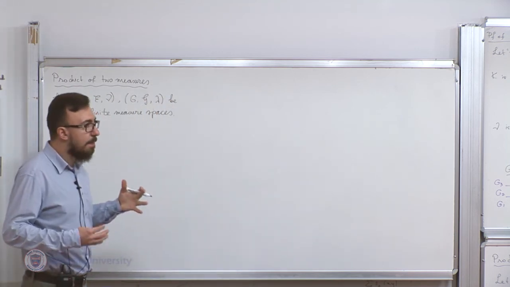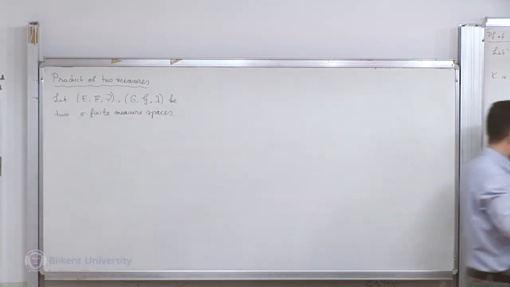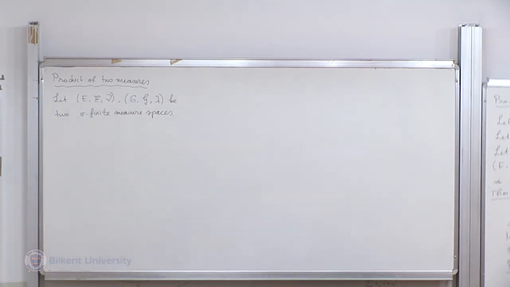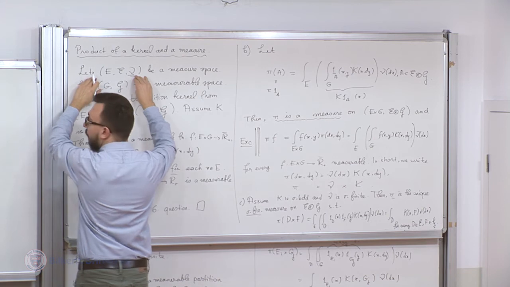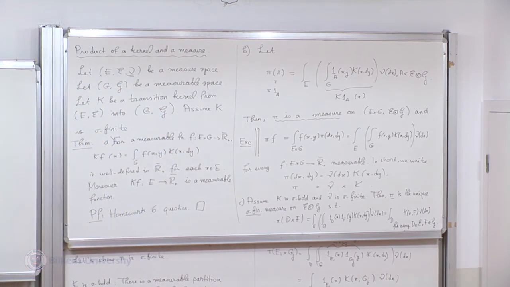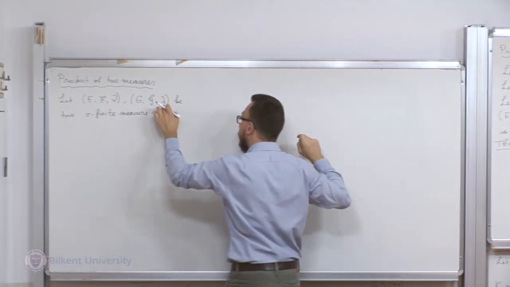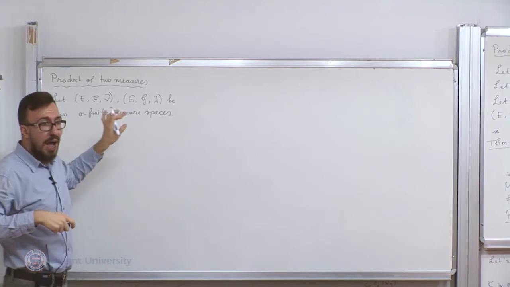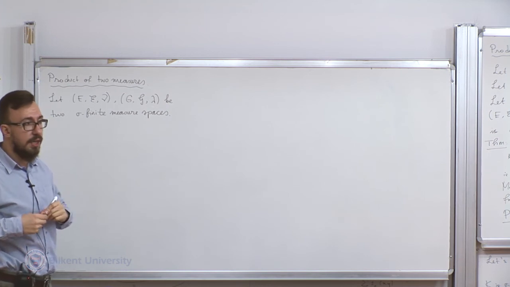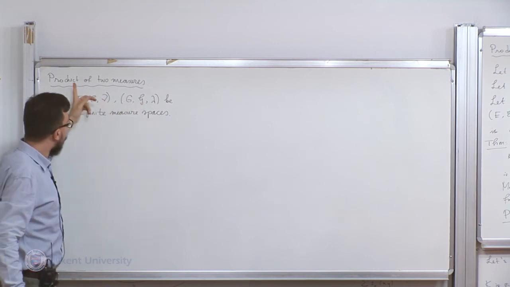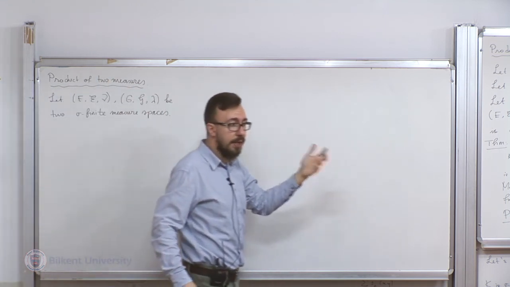Now, how can I embed this setting into the setting of the previous theorem, where I had a measure on the first space that is common, but now I don't have a kernel from the first space to the second, but I only have a measure on the second space. So how can I see this as a kernel from the first space to the second? How can you see a measure on the second space as a kernel from the first space to the second? What can you do? How can you see it as a kernel?